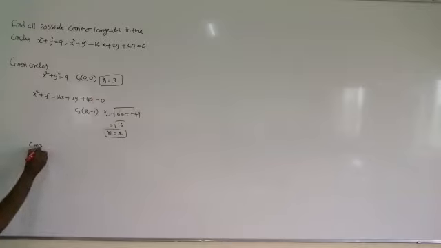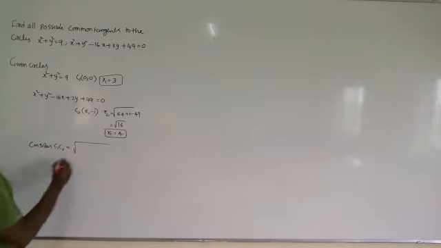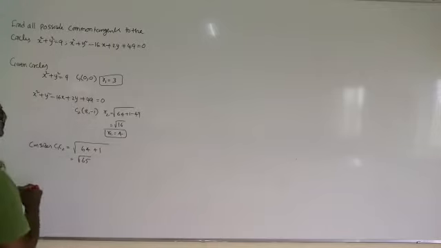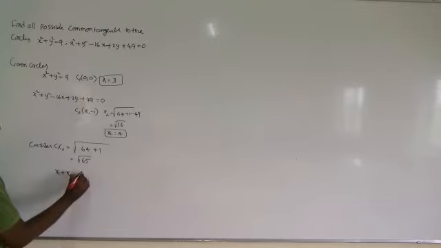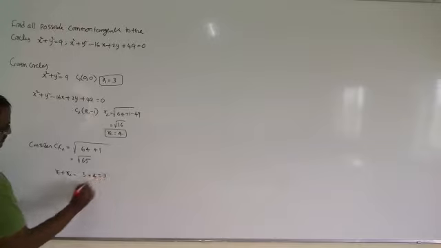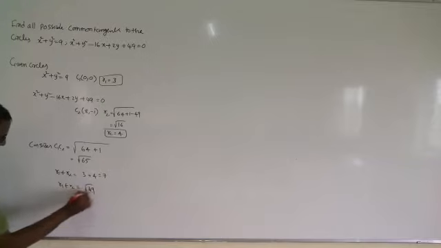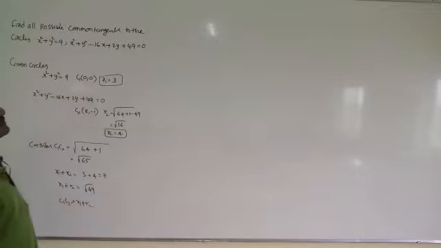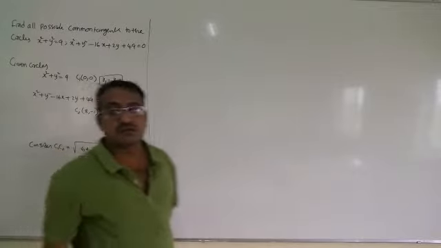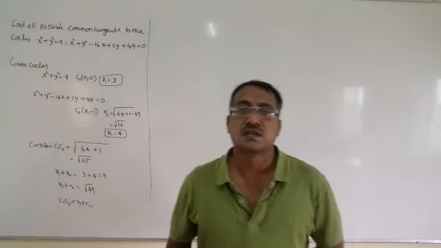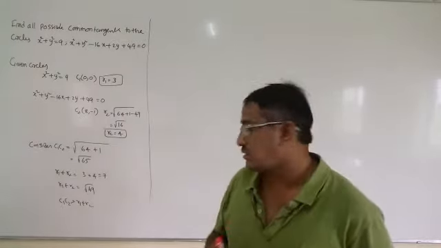Now let us consider C1C2, which is equal to root over 64 plus 1, so root 65. R1 plus R2 is 3 plus 4, which is equal to 7, so R1 plus R2 is equal to root 49. Now clearly you can see C1C2 is greater than R1 plus R2. Now the two circles are one away from the other, or one circle lies entirely outside the other.